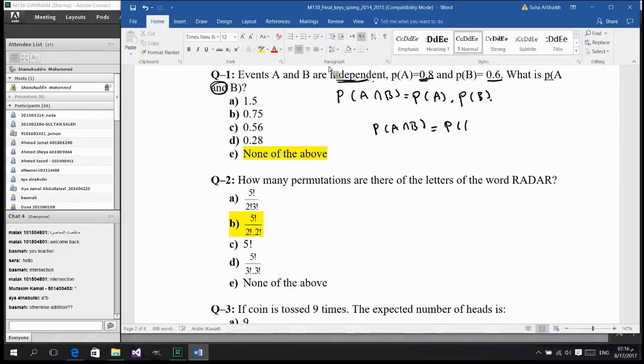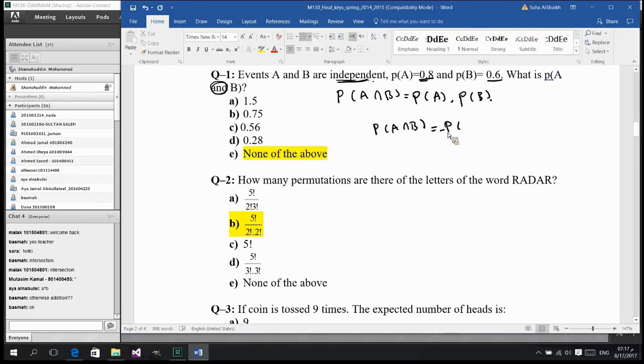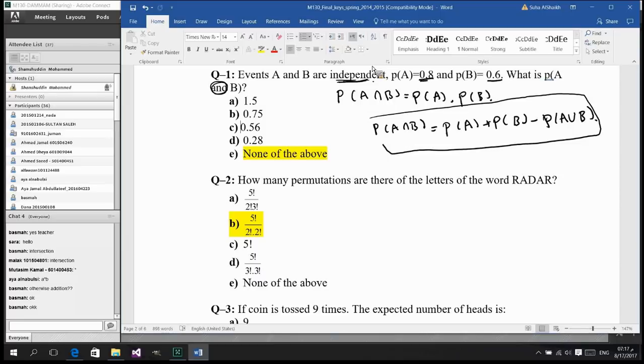Otherwise, you need to write the probability of the intersection, not addition. No, it's the probability of the union. No, let me write it correctly. It is the probability of A plus the probability of B minus the probability of the intersection. It is this in case they are not independent. You will need to use this formula.